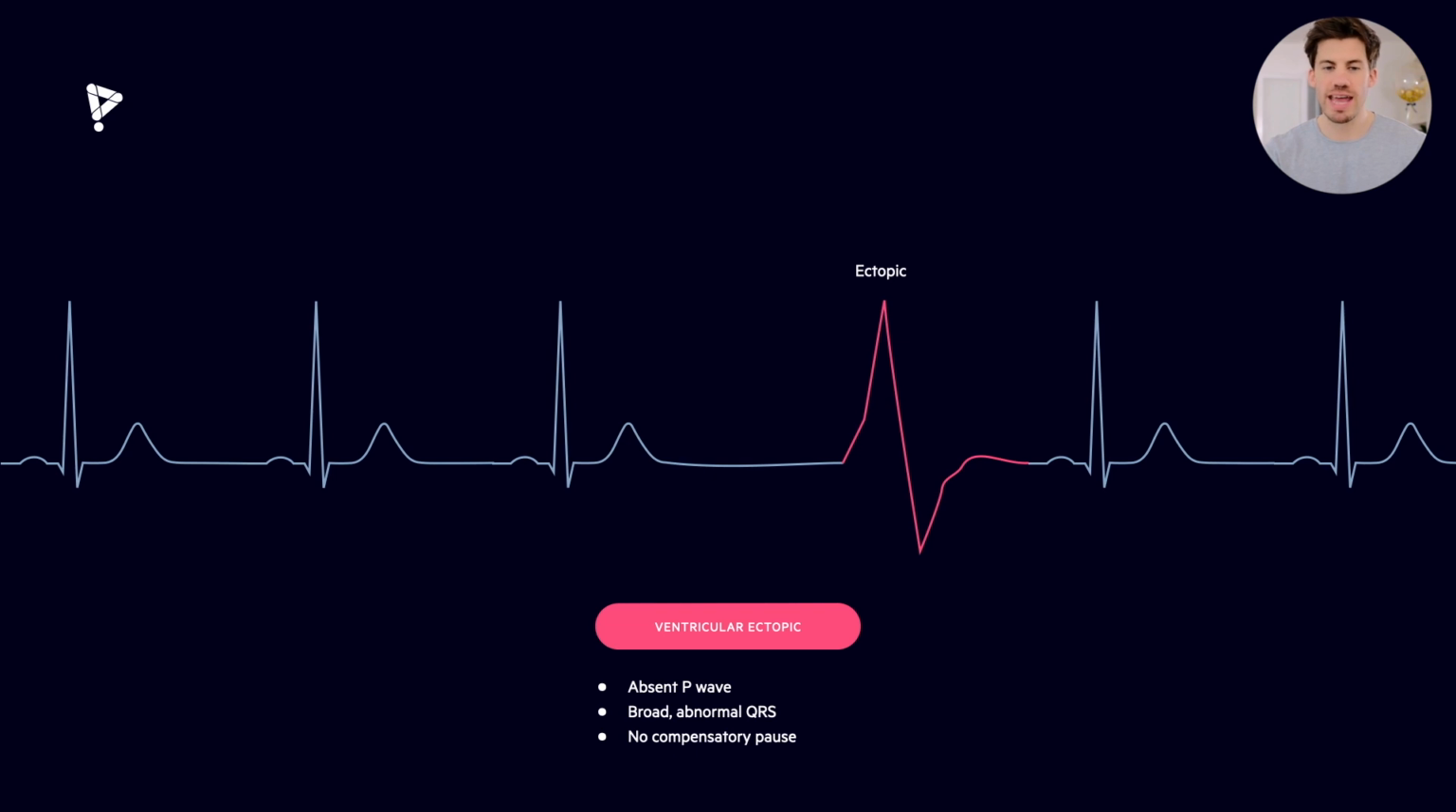So we can see here, we can see this abnormal ectopic beat. It occurs with this broad QRS complex, and then we have no compensatory pause, and we go straight back into our normal rhythm initiating in the sinoatrial node.